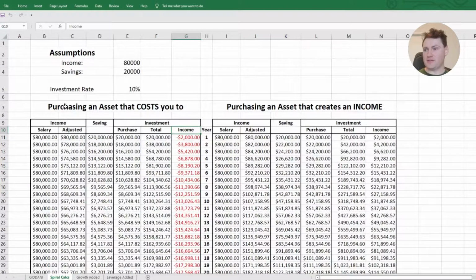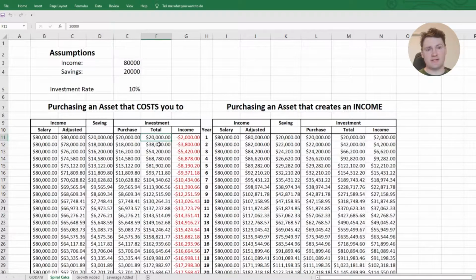So if you take a look at purchasing the asset that costs you money to maintain, in year one, you start with your $80,000 salary. It's not adjusted in any manner because you haven't got any assets to adjust it. That means that you can save $20,000, which is fantastic. You can use that $20,000 after your first year and purchase your first investment. Total cost, $20,000. So your total portfolio value at the end of year one is $20,000, because that's what you've been able to save to use for the purposes of investing.